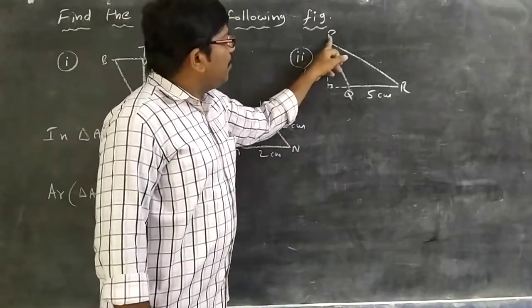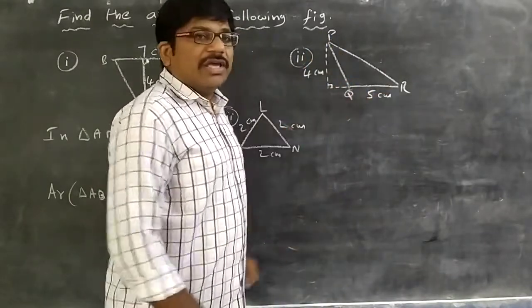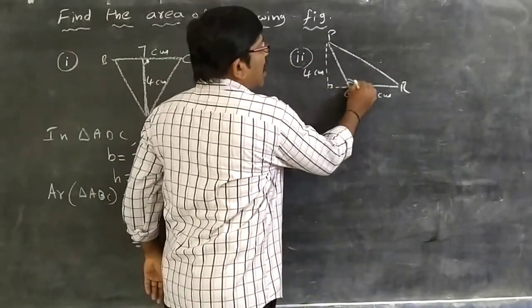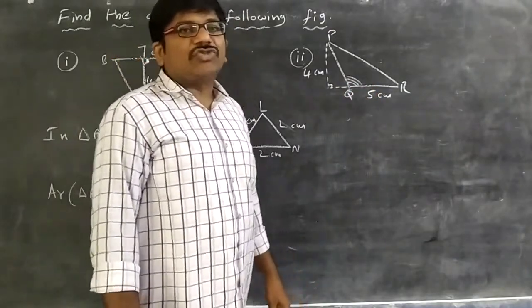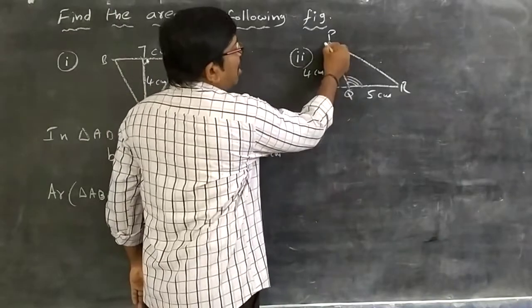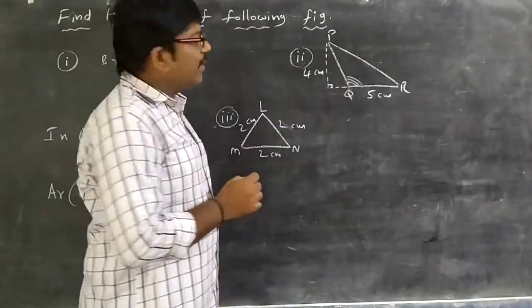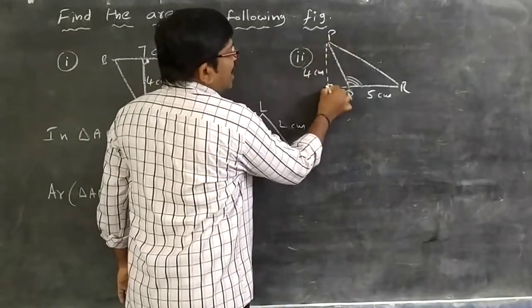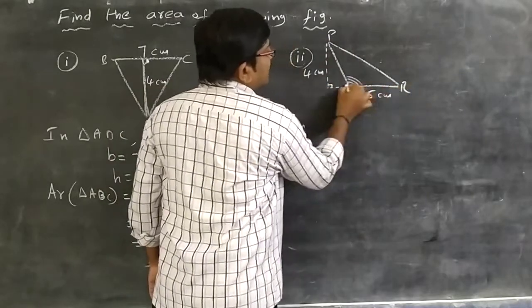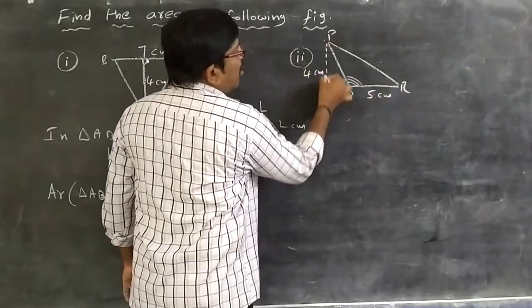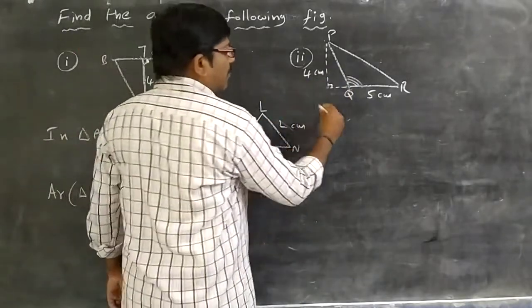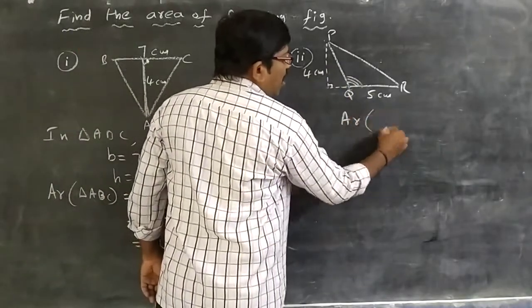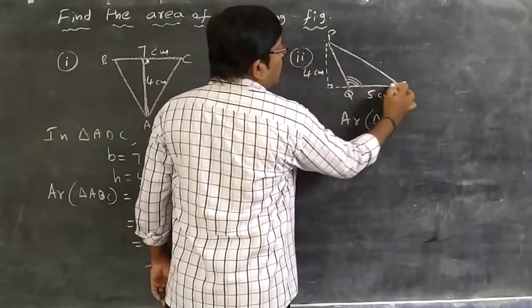It is triangle PQR. Here angle Q is an obtuse angle, right? So in an obtuse angle triangle, the height is always outside, right? See, so it's the height and it is its base. So height is always perpendicular to base. So we use the same formula. Area of triangle PQR.